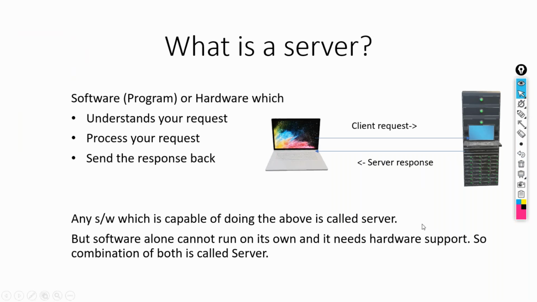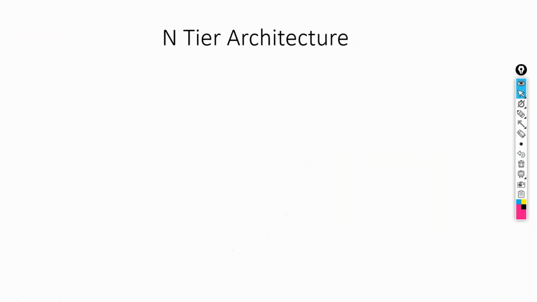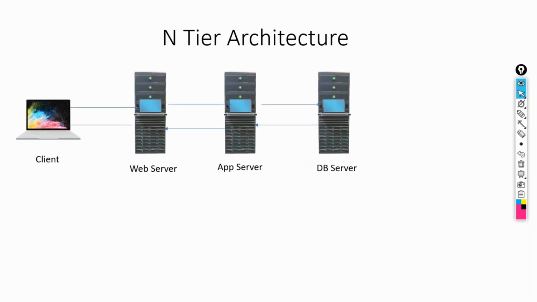Now let's try and understand what the software architecture is, generally how it will be. Nowadays, how is the architecture being selected or used in your projects? Most likely, the architecture would be something like this. So what is the first one? Web server, app server, and database server.